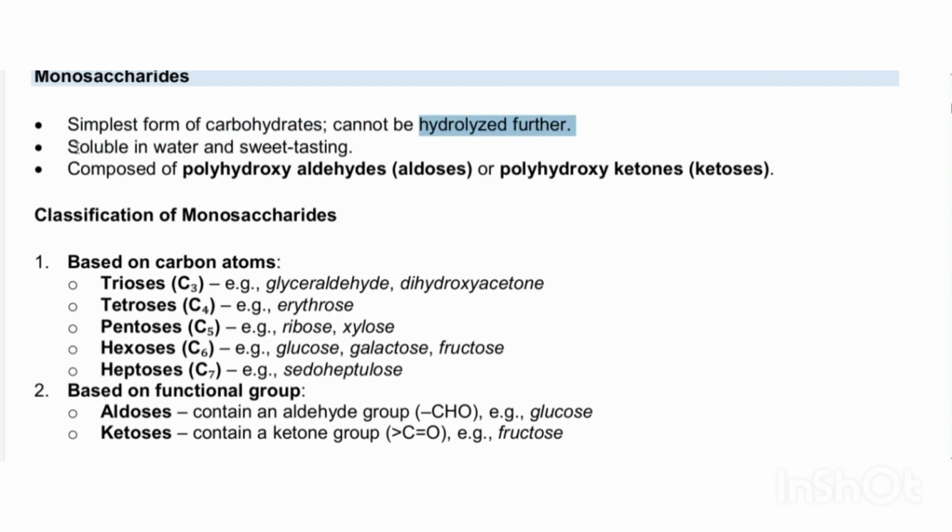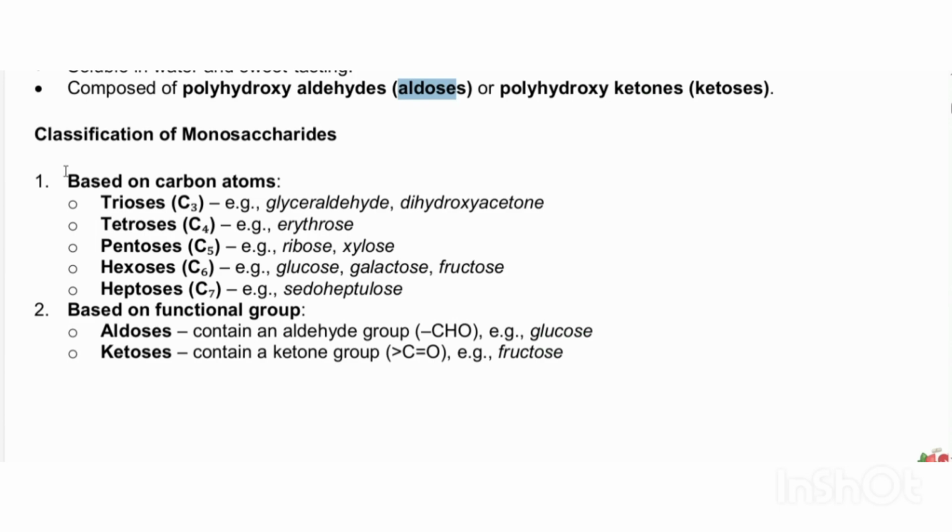They are soluble in water and sweet in taste. They are composed of polyhydroxyaldehydes, so they are known as aldoses, or polyhydroxyketones, so called ketoses. Monosaccharides can be classified either on the basis of carbon atoms or on the basis of the functional group they contain. On the basis of carbon atoms, they are trioses having 3 carbon atoms, just like glyceraldehyde and dihydroxyacetone.